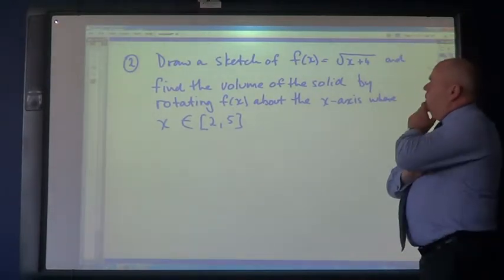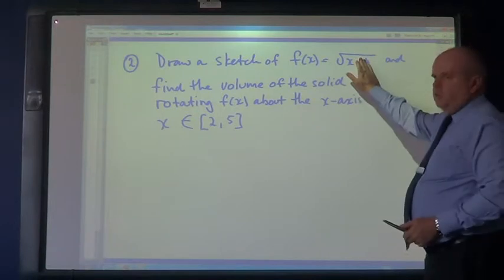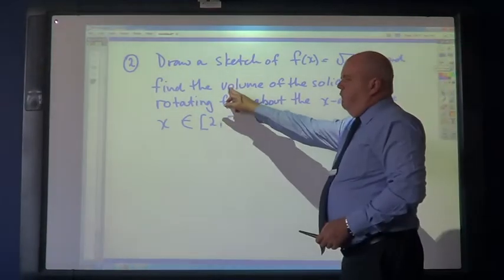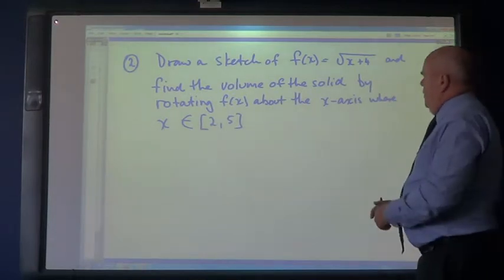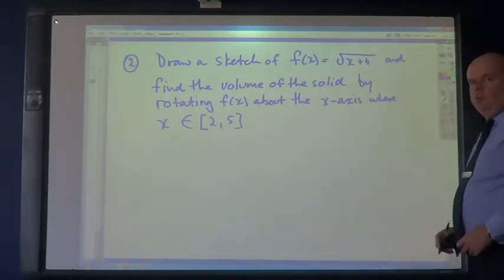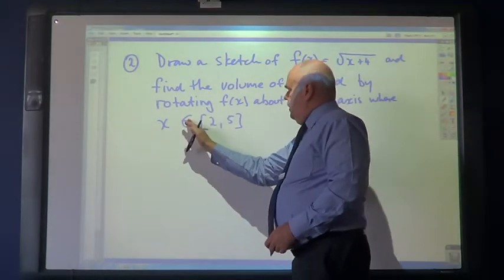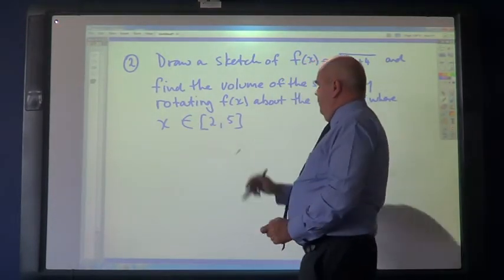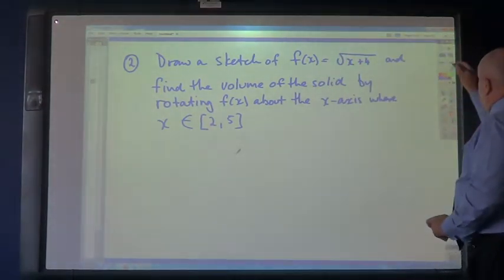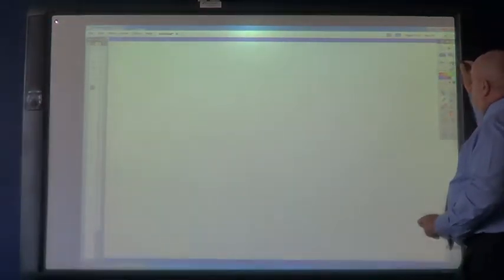Our next example goes like this. Draw a sketch of, that looks strange, find the volume of the solid by rotating that about the x-axis, where x is between, that's what that means, x is an element of the numbers between 2 and 5 inclusive. That's not a coordinate. It's just saying x is between 2 and 5.